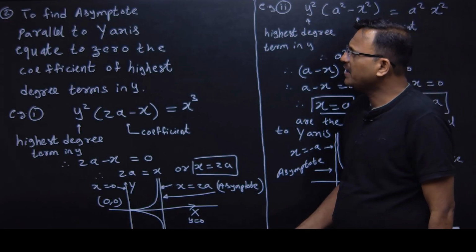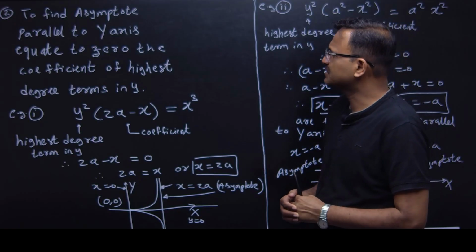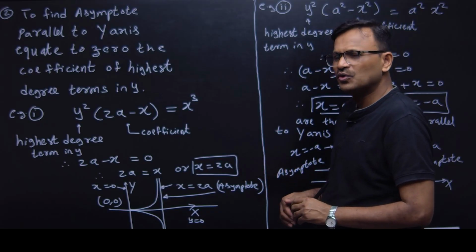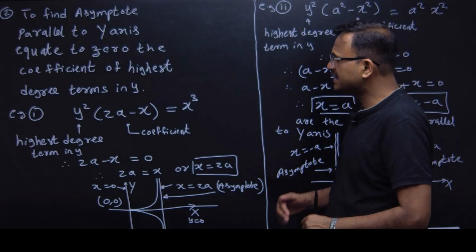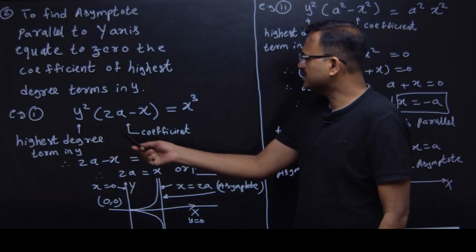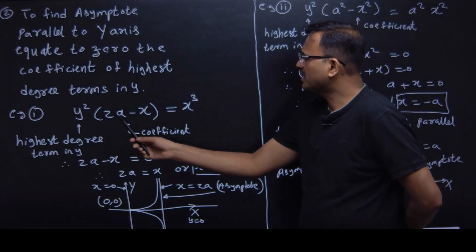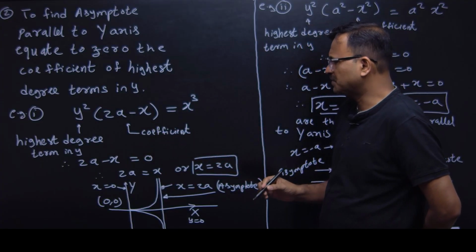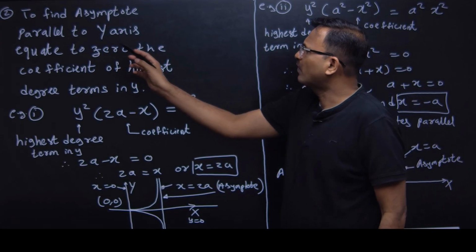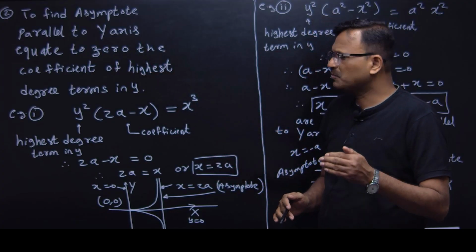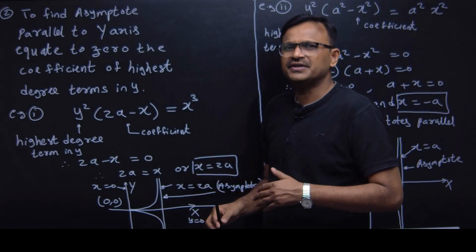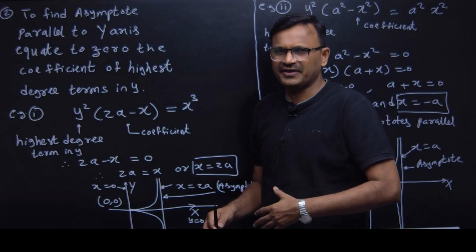Similarly, to find asymptote parallel to y-axis, we equate to 0 the coefficient of highest degree term in y in the given equation. So see, for example, if you consider this example, y square into 2a minus x is x cube. See, our aim is to find asymptote parallel to y-axis. To find asymptote parallel to y-axis, we have to equate the coefficient of highest degree term in y with 0.